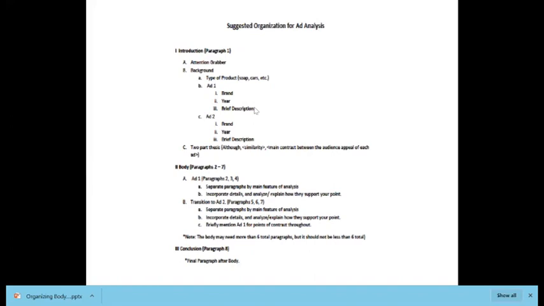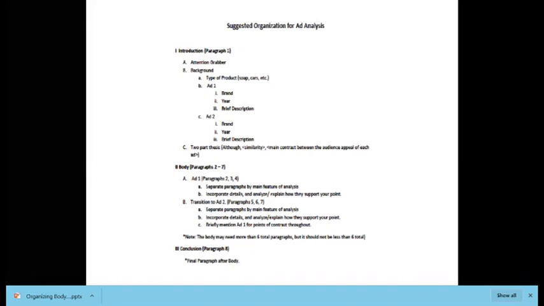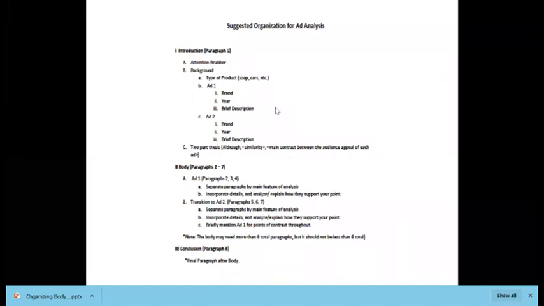So for instance, if we're using the shaving ads that we've been looking at for this particular example, our brief description would be that for the 1901 ad, we have a baby shaving its face, and for the, I believe it is 2015 Braun ad, we have a picture of a gorilla and a man. Very brief in that introduction, just to establish what it is we're looking at and then what we are going to compare.